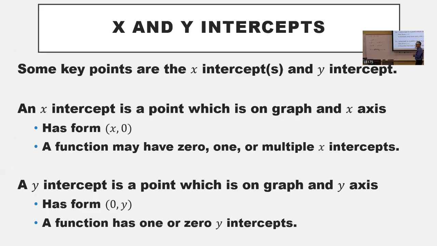We already know that on any function, some key points are the x and y intercepts. Right? X-intercepts are where our graph hits the x-axis. So those points are all going to have the form x comma 0, since it moves 0 in the y direction.